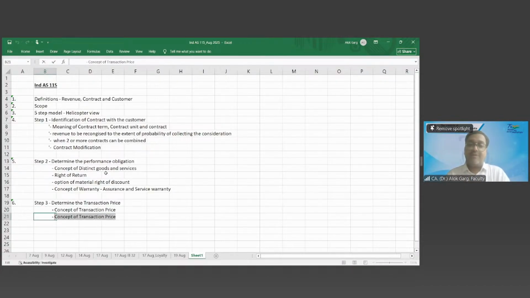Then what we have covered in this case, transaction price, variable consideration, volume discount, variable consideration. You remember the concept of most likely approach, expected value approach.